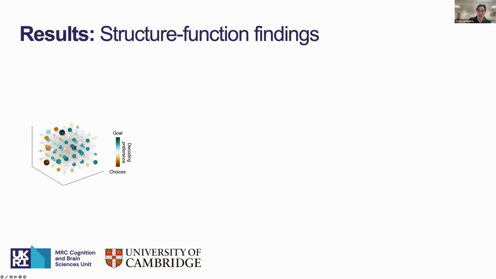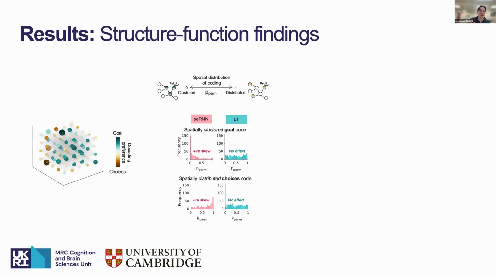And just taking this random network out, if you glance over this, you already see there's a hubby cluster for code in the middle, and then the choices seem to be spread out around it. So there's this distributed code versus clustered code going on. Now we wanted to quantify this across the population of networks, and we did this with a permutation test, if you want.